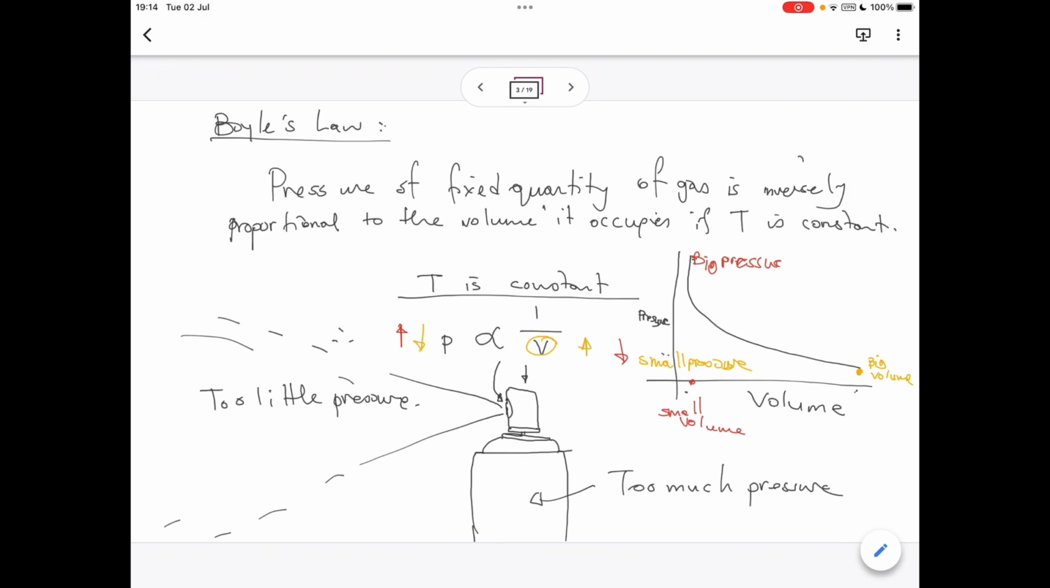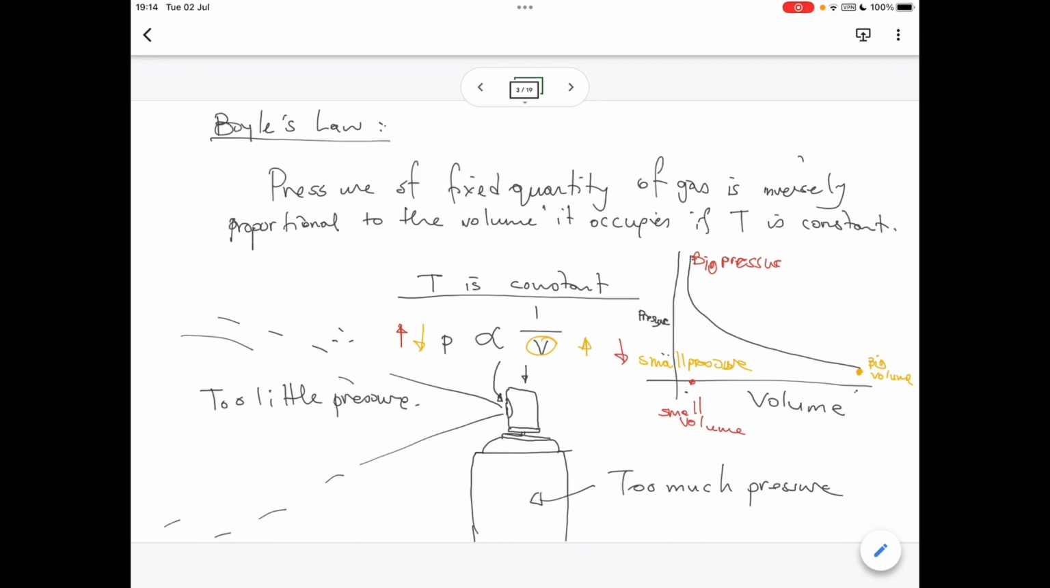Now, n is the number of moles, like in many of our calculations in chemistry. R is a gas constant, which also has something to do with Avogadro's number, but we'll get to that. And the temperature is always measured in Kelvin. To convert from degrees Celsius to Kelvin, you add 273 to the Celsius number.